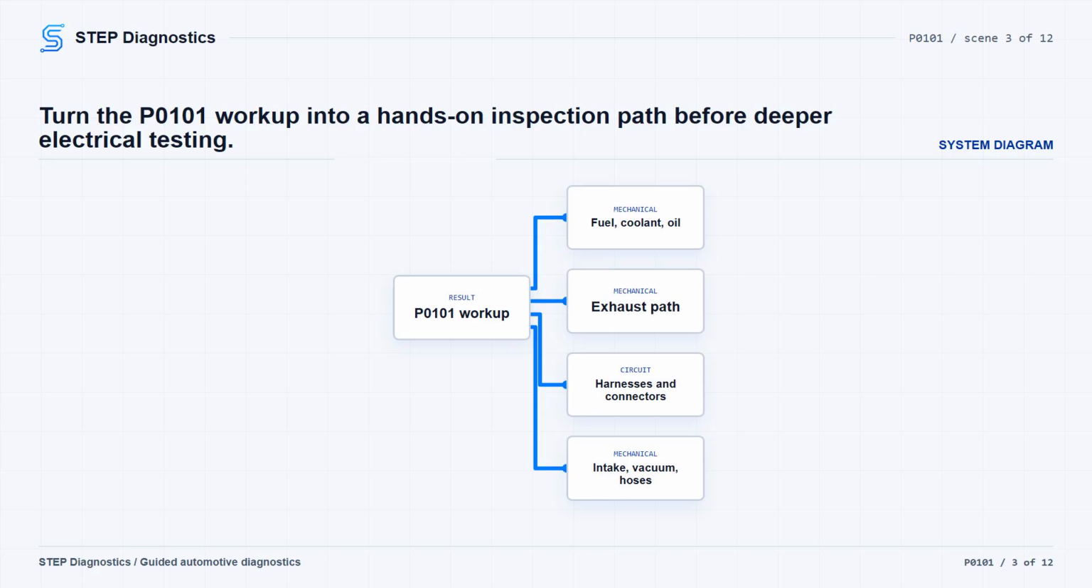Then keep going through the supporting engine checks. Fuel quality, fuel tank and fuel lines, coolant level and quality with the engine at correct temperature, oil level and quality, and the exhaust system for damage, restrictions, and routing issues. These checks can explain an airflow performance complaint before any electrical teardown is needed.